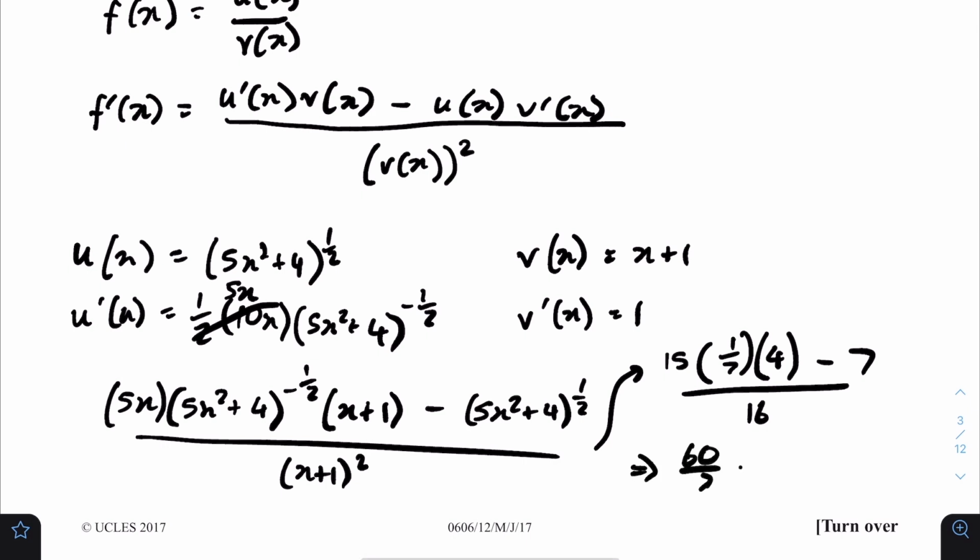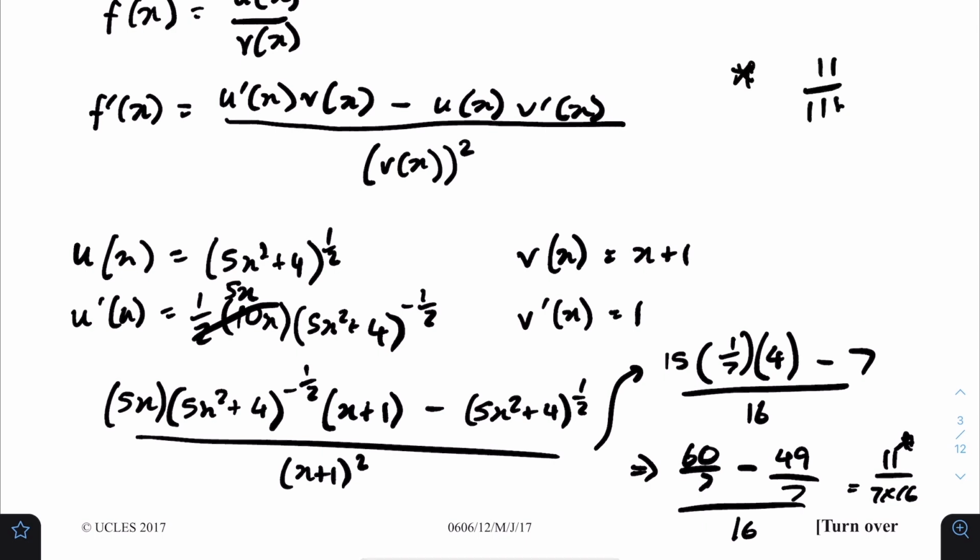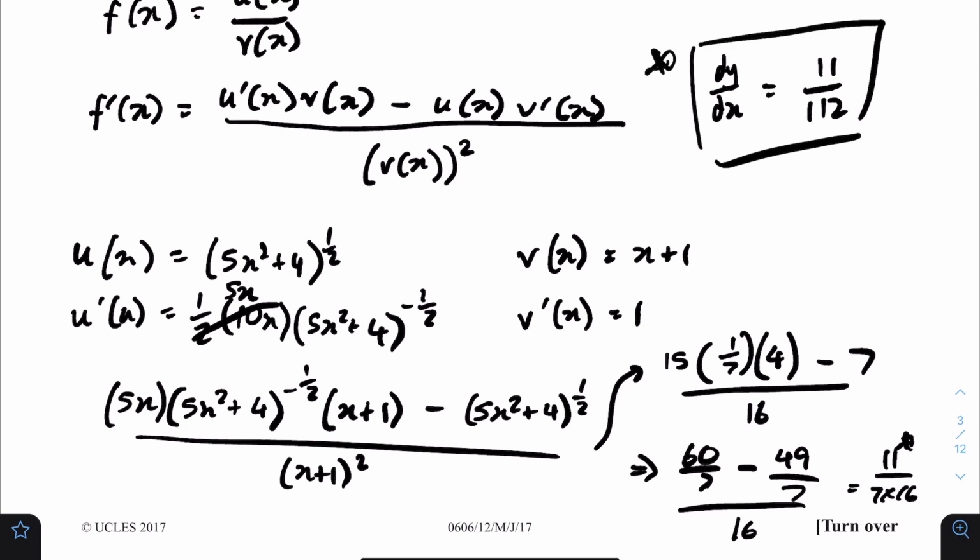And then we want to have a common denominator just so that it's easier to subtract these. So 7 times 7 is 49, therefore 7 can be represented as 49 over 7. All divided by 16, which is equal to 11 over 7 times 16. And I'm just going to star this and bring it over here. So the answer is 11 over 112. dy over dx is equal to 11 over 112 when x is equal to 3.